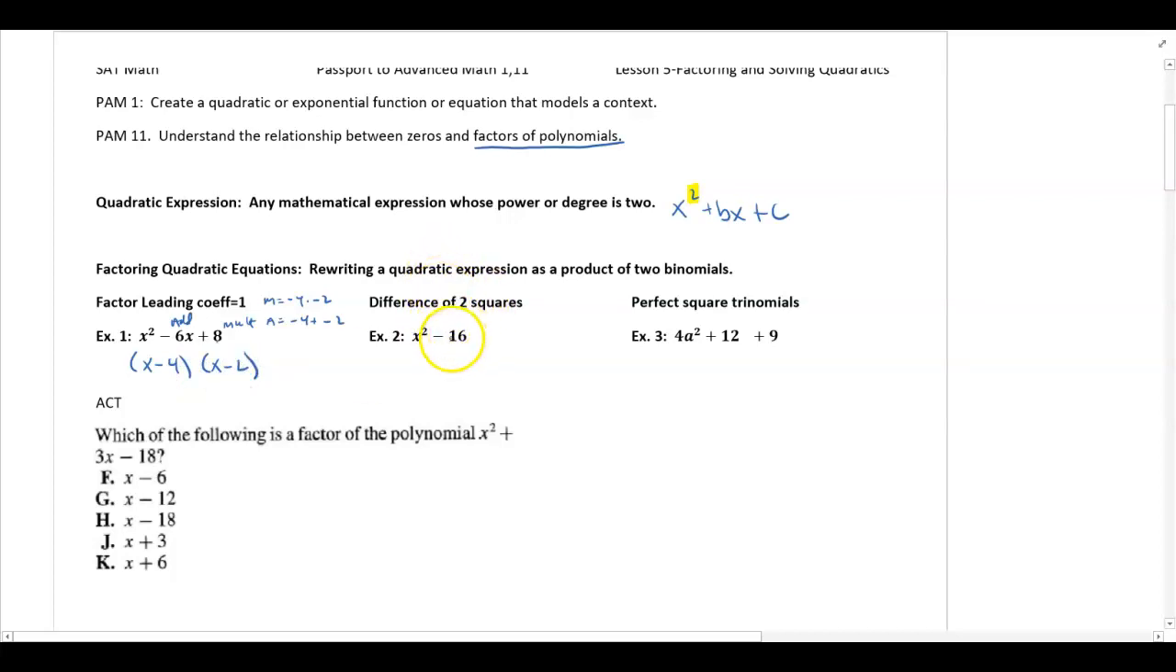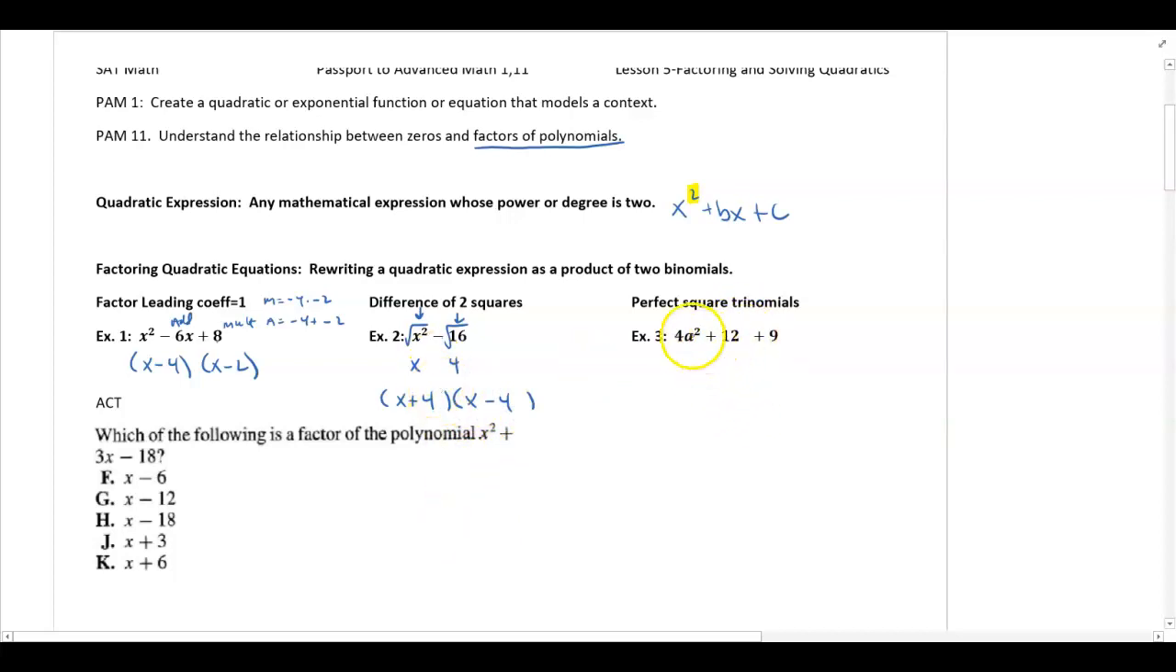Now, a difference of two squares. Anytime you're asked to factor and you're given a difference of two squares, you would have two terms linked by subtraction, and both are perfect squares. What's the square root of x squared? X. What's the square root of 16? 4. So you know right away that this would factor to add the perfect squares and subtract the perfect squares.